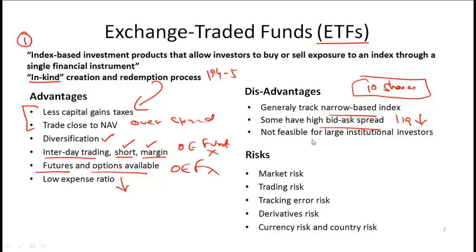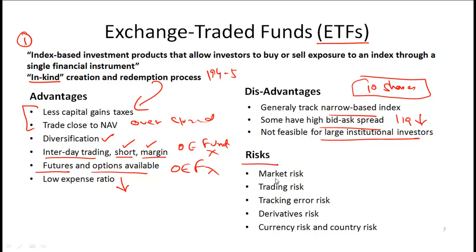And finally, ETFs are not always feasible for large institutional investors. So for large investors, they might create their own fund which tracks a given index. So obviously the large institution can decide for itself whether ETFs are feasible or not, but studies have shown that in general they are not so feasible for large institutional investors.